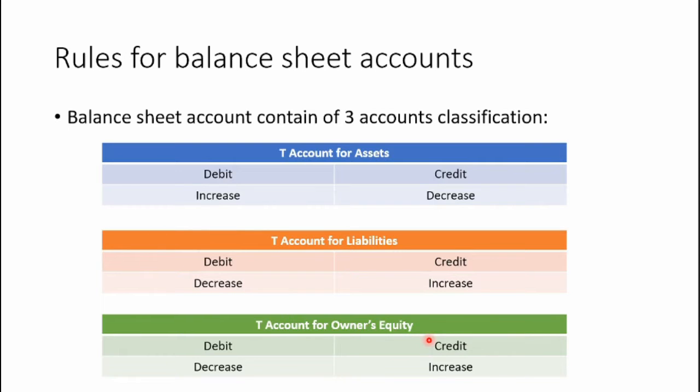For owner's equity, it's kind of similar to liabilities. Every increase in owner's equity will be recorded in credit side, and a decrease in owner's equity, such as withdrawal or something else, will be recorded in debit side. I mean, a deposit from owners will be recorded as an increase in credit side.